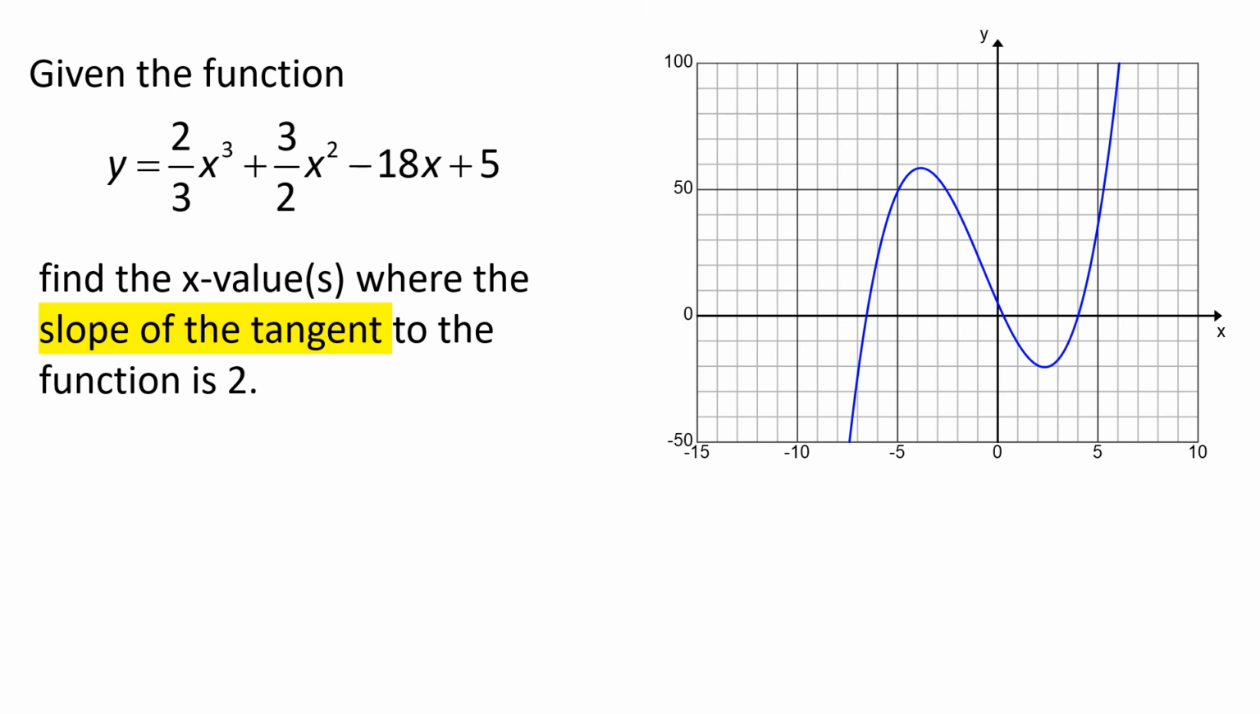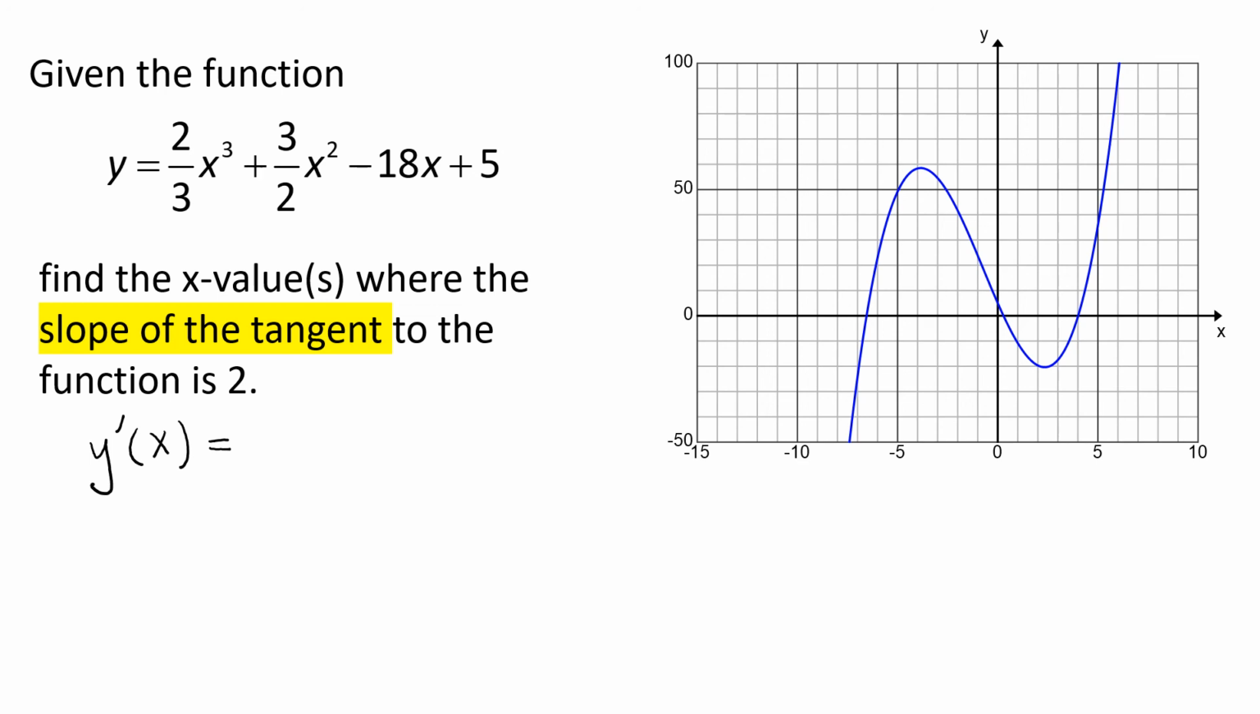Okay. So this is another typical question. You're given a function like the one plotted here. y equals 2/3 x cubed plus 3/2 x squared minus 18x plus 5. The question is, find the x value or values where the slope of the tangent to the function is 2. All right, so we're working kind of backwards here. All right, so the first thing you need to do is take the derivative.